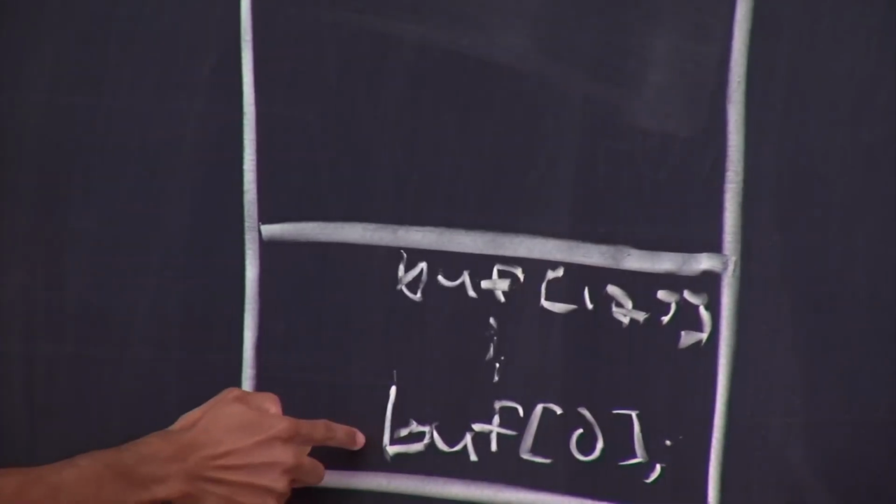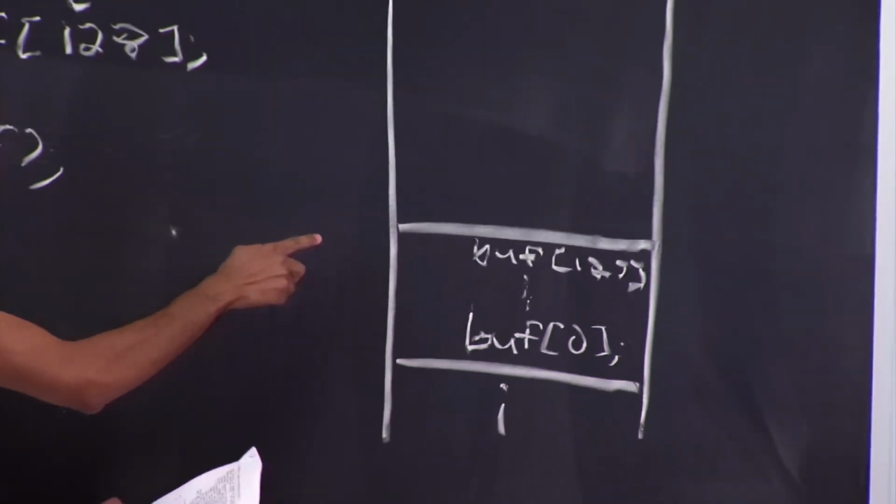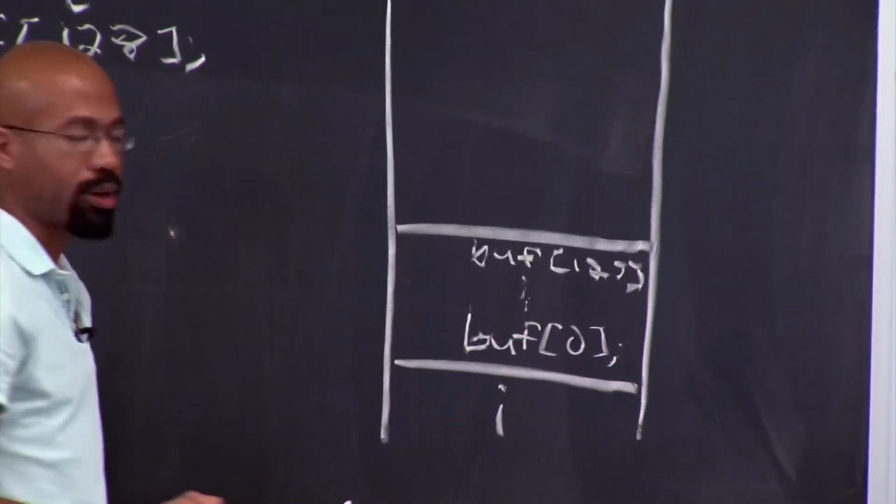So we've got the first address of buffer here. We've got the last one up here. I apologize for my handwriting. I'm used to writing on the marker board. You should pray for me.